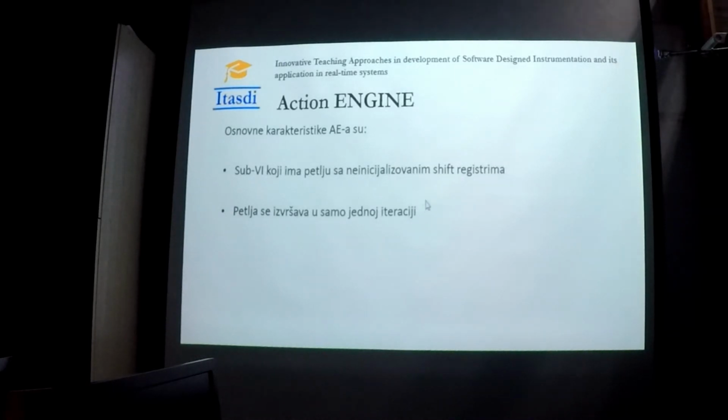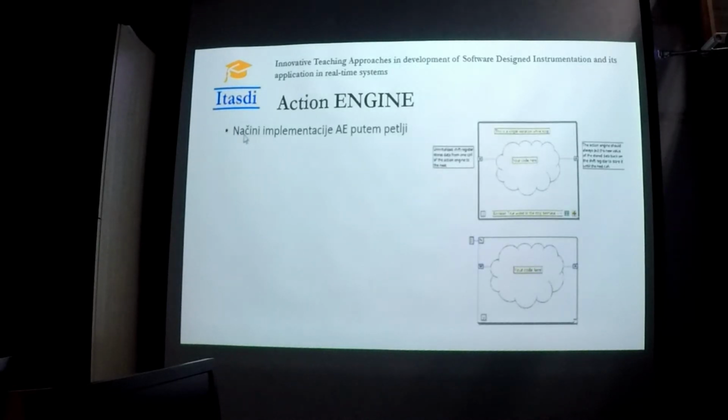The loop executes in only one iteration, and there are a couple of ways to implement the action engine via loops. The first one is via a while loop. You can see it has initialized registers over here, input and output register, and in here a true constant is wired to this loop conditional, so this enables the loop to execute only once. Similar to that, you can see this for loop approach. This part is the same, but the only difference is that we don't have a loop conditional like here, but we provide the exact number of iterations of this loop.